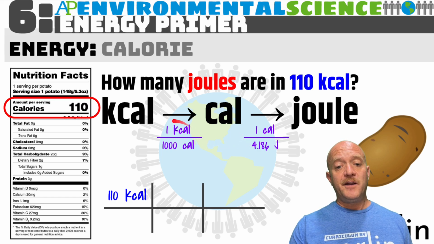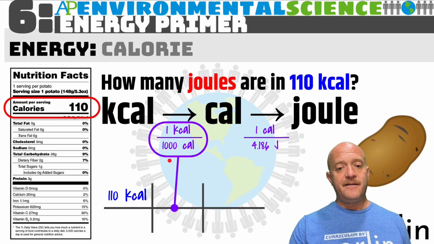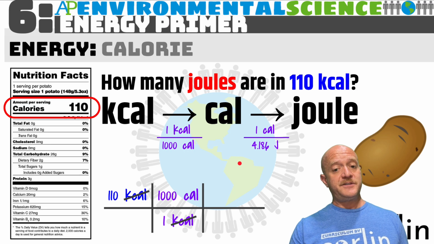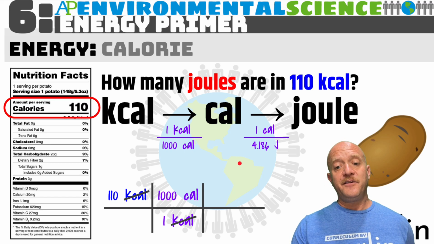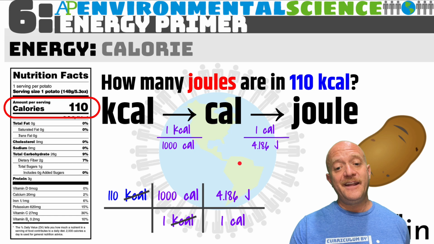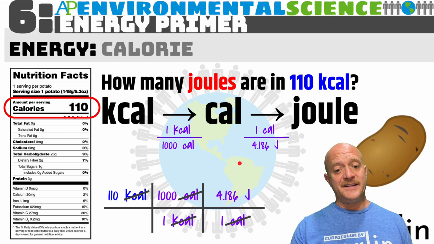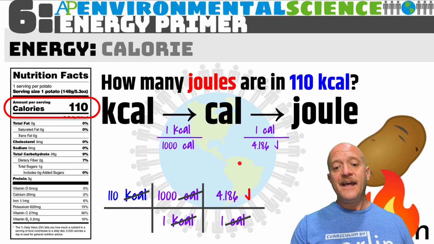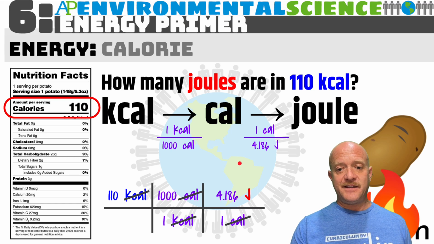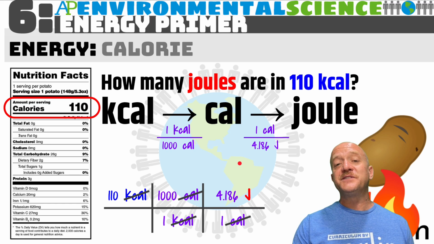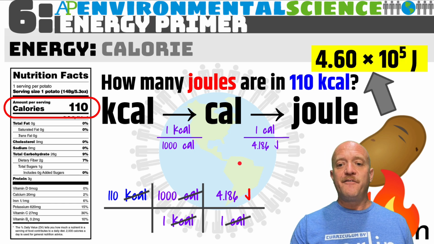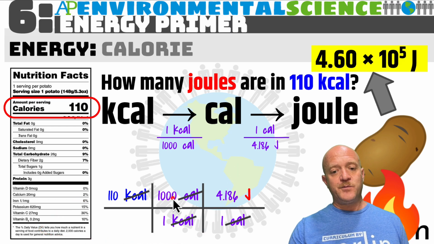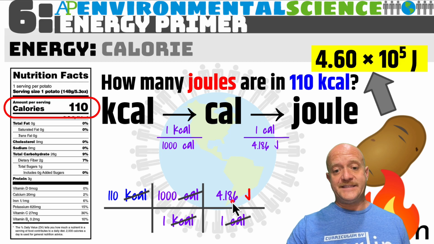So now what we want to do is put our units in there and invert them so that the kilocalories will cancel out. Then we take the other unit and put that one in there, and again invert it so the calories will cancel out. Now we are left with joules. How many joules of energy will this potato provide? 4.6 times 10 to the 5th joules. We got that by multiplying 110 times 1000 times 4.186.